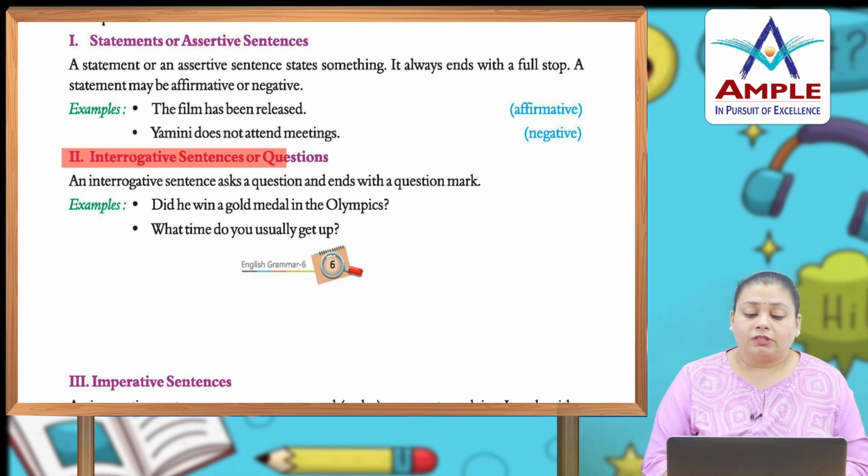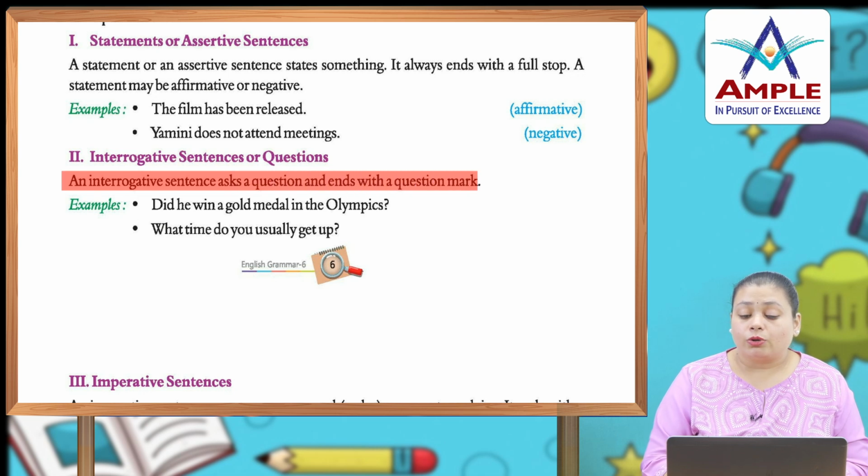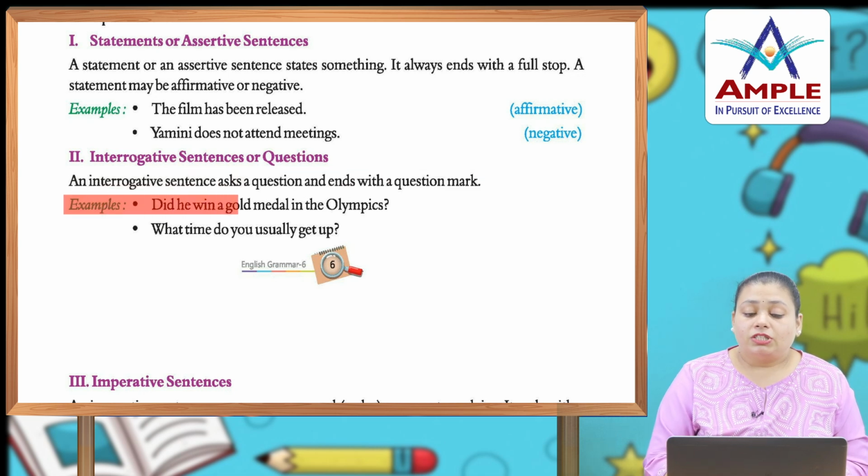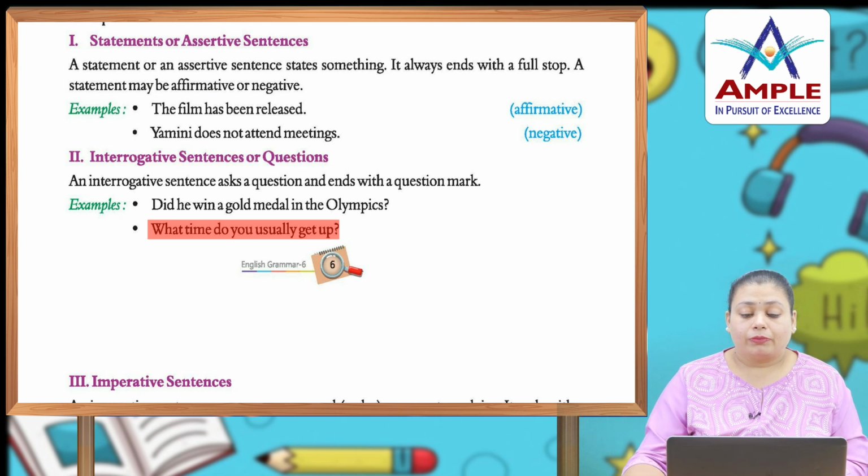Number two, interrogative sentence or question. An interrogative sentence asks a question and ends with a question mark. Example: did he win a gold medal in the Olympics? What time do you usually get up? Okay.